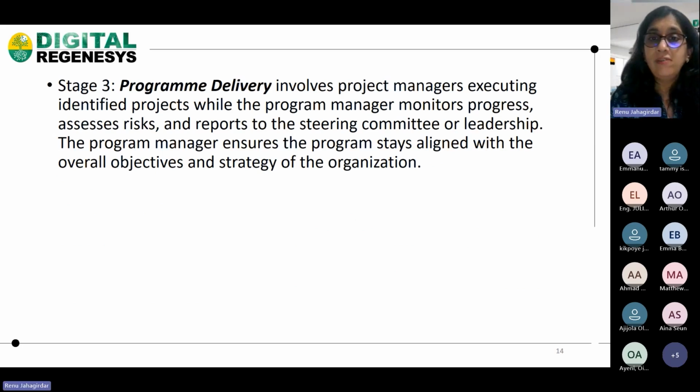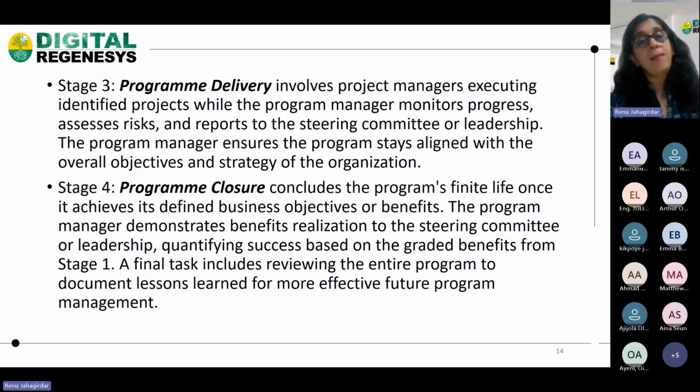Program delivery involves project managers executing identified projects while the program manager monitors the progress. The program manager ensures that the program stays aligned with the overall objectives. And last, program closure. It concludes the program's finite life once it achieves its defined business objectives. So the program manager demonstrates the benefits realization to the steering committee, and a final task includes reviewing the entire program. Fine.